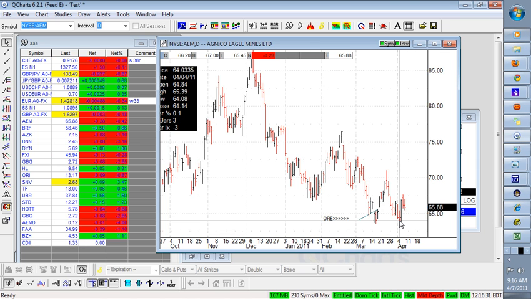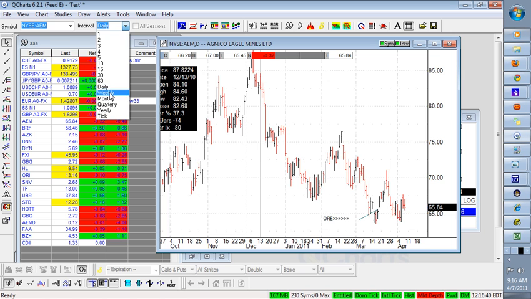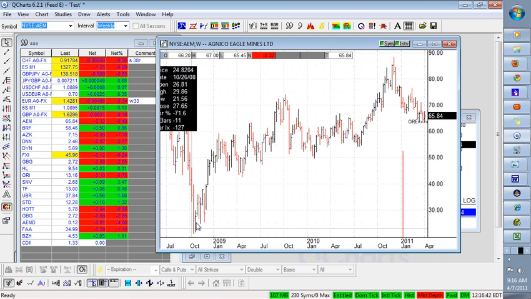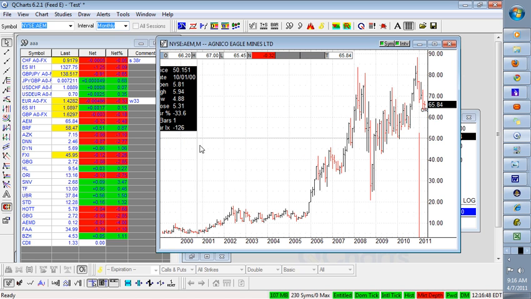Okay, well, first of all, this is a hot stock because it's Anglo Eagle mines. If we can look at the, this is a weekly chart, and you see just the, maybe monthly would be better. Here we go.